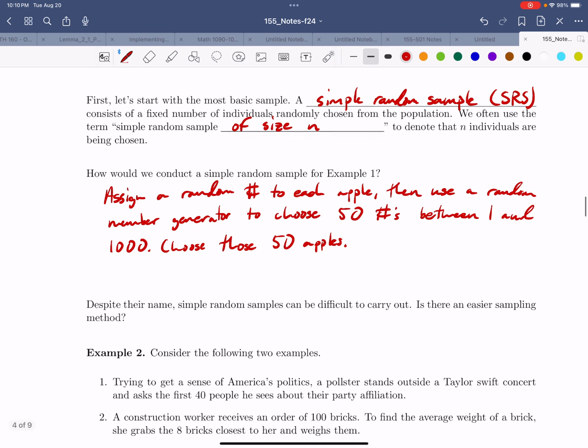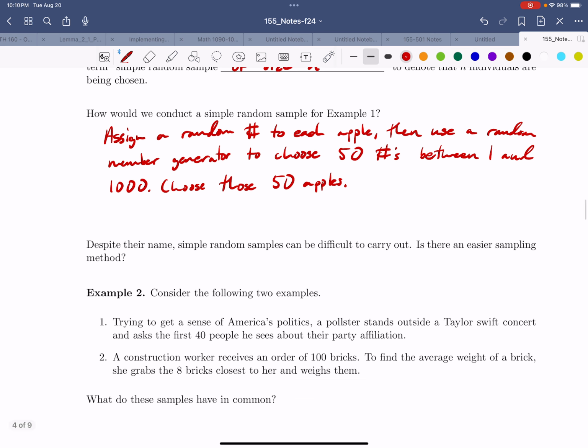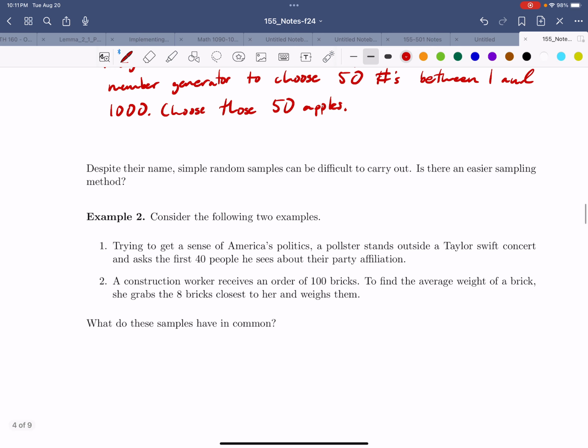So that's not exactly the easiest thing in the world. I think the concept is pretty basic, but actually doing that, actually enumerating every single apple would be a little bit annoying. Then running the random number generator wouldn't be too bad, but it'd take a little bit of time. So maybe there's an easier way of doing this. So here are two more examples. You can pause the video and read them.